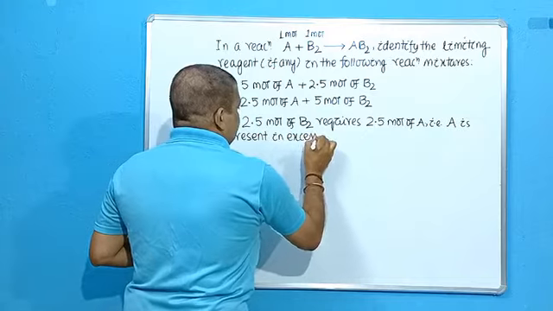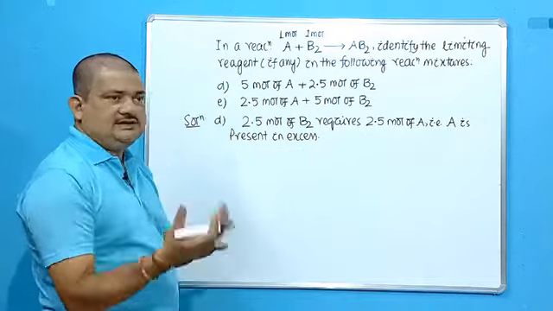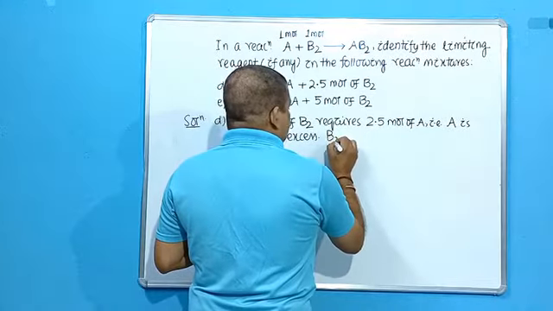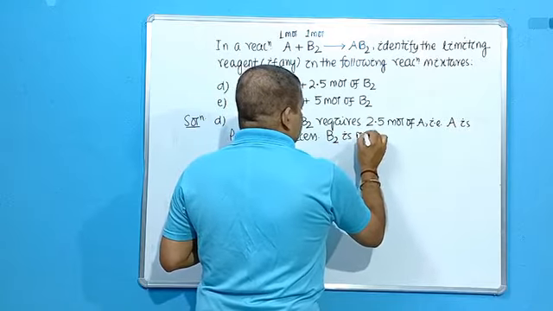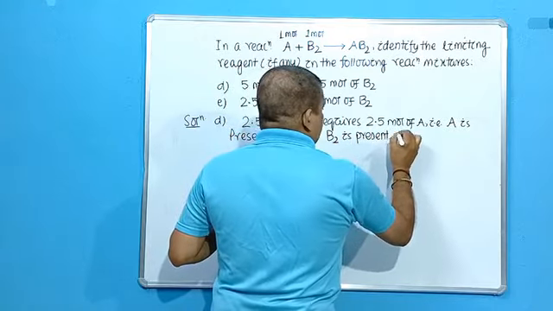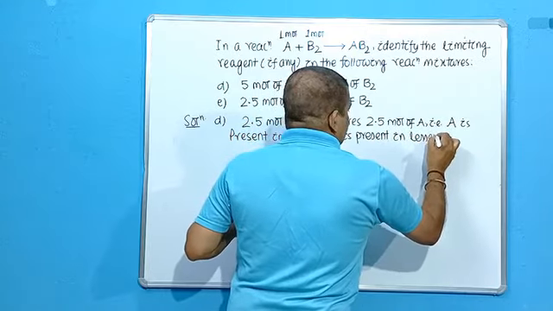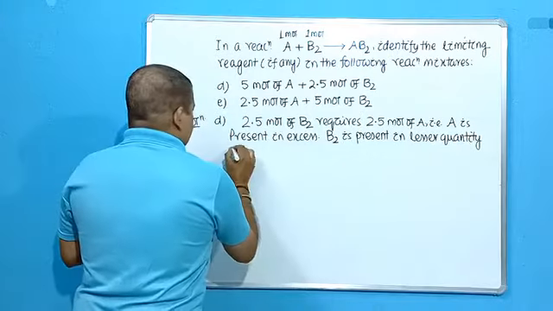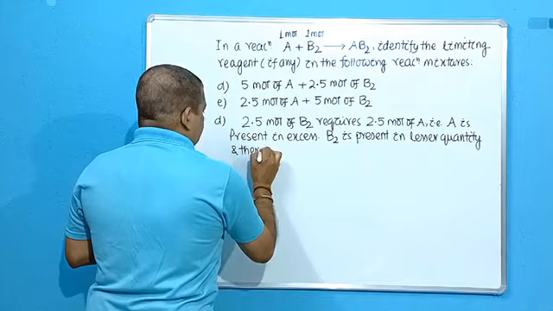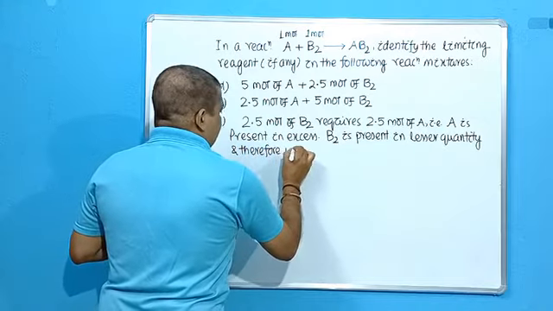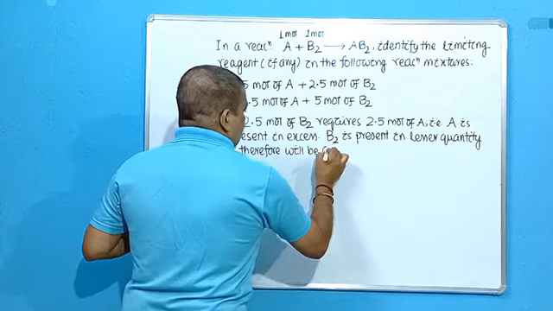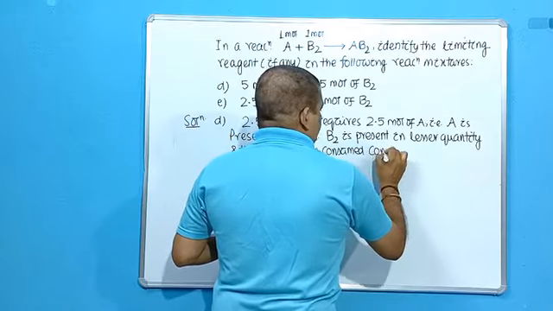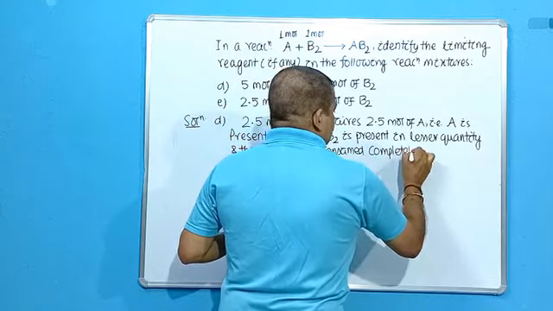A is in excess, that means A cannot be the limiting reagent. That means B2 is present in lesser quantity, and therefore it will be consumed completely before the reaction is completed.